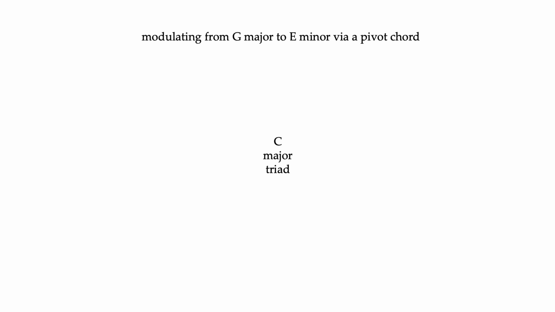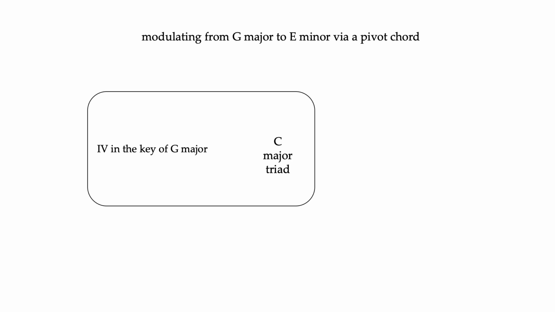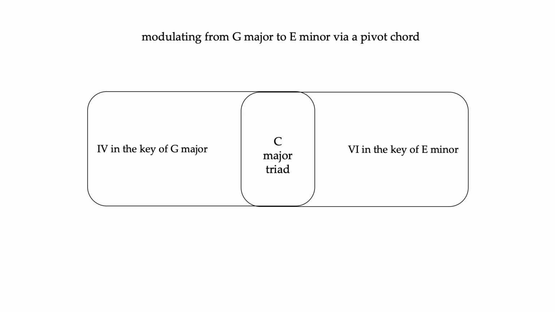And the pivot chord we're going to use is the people's chord, C major. So in the key of G major, a C major triad functions as a 4 chord, a predominant, a subdominant. In the key of E minor, a C major triad functions diatonically as a sixth chord, maybe a tonic substitute, a submedian chord in other words.